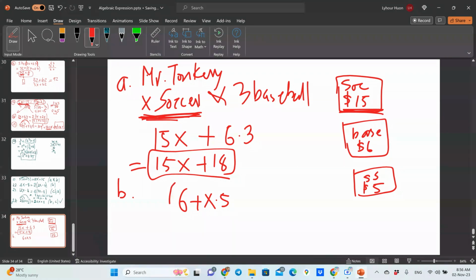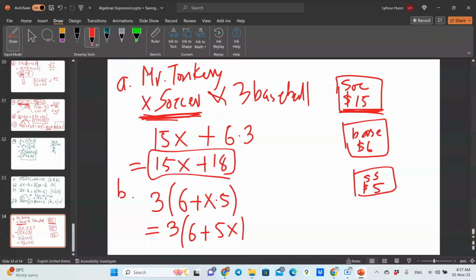So we write these parentheses times three people. Each of them bought the same thing, right? So three times a baseball, which is $6, plus x pairs of sweatshirts, which is x times $5. Let's write it in a proper way: three times (6 plus 5x). This is a proper way.